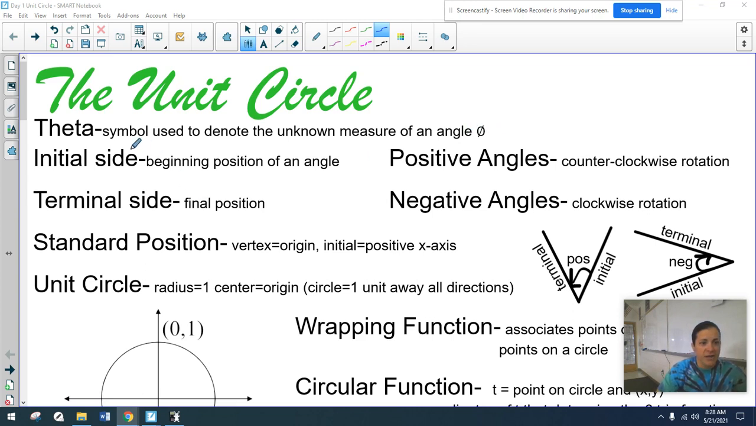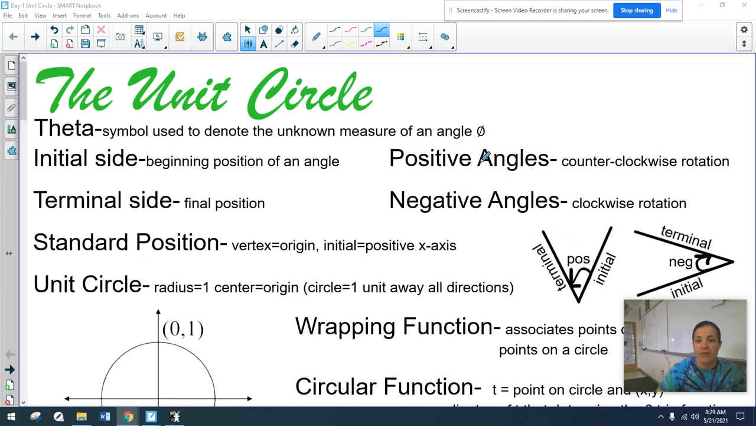Okay, initial side, you've got an initial side and a terminal side. So you're going to have the beginning position of an angle and the ending. So there's two different parts of an angle. One's going to be the start, one's going to be the end. The way you tell the difference, if you look here, is the little arrow on the inside. So it's going to tell you which way you're going to be going. So wherever you start, that's your initial side. The arrow is where it's ending, which will be the terminal side, the end.